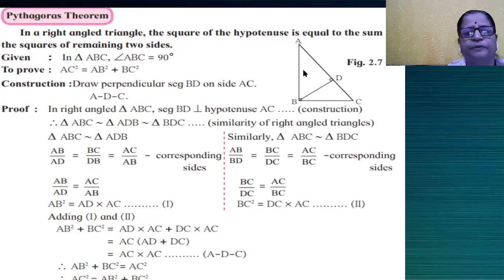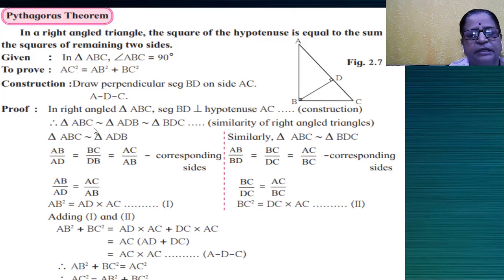So we have to prove that AC square is equal to AB square plus BC square. Construction: draw the perpendicular segment BD on side AC, so that D is in between A and C. Here we take the right angle triangle ABC, and segment BD is perpendicular to the hypotenuse AC according to construction.